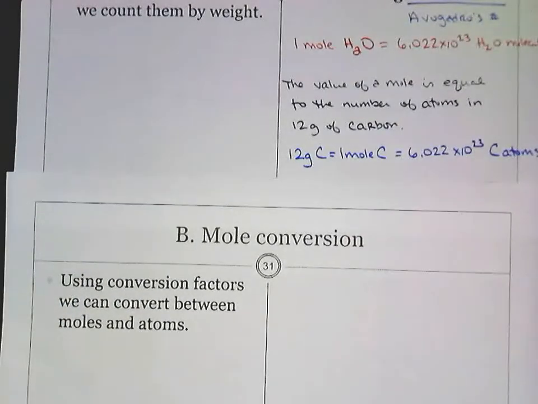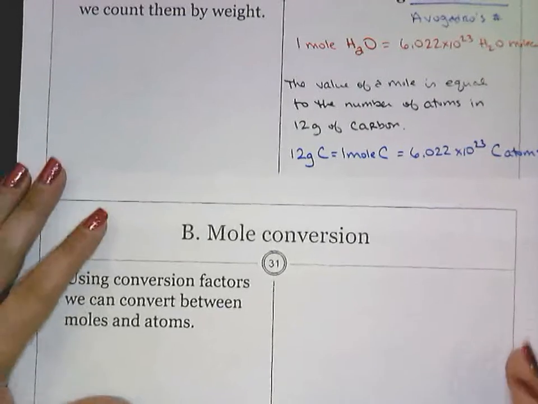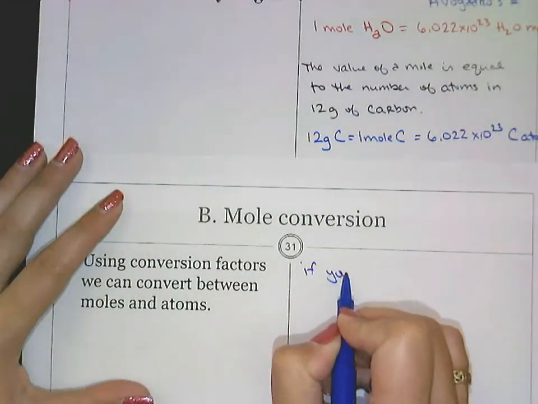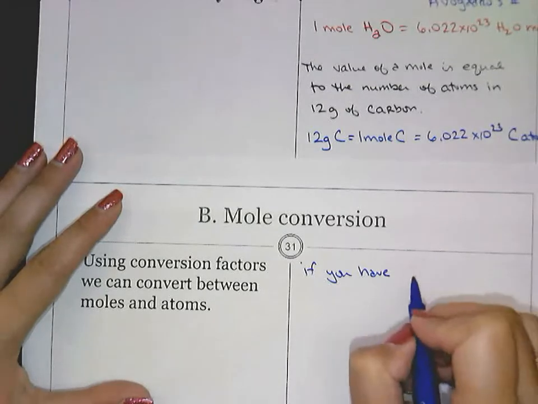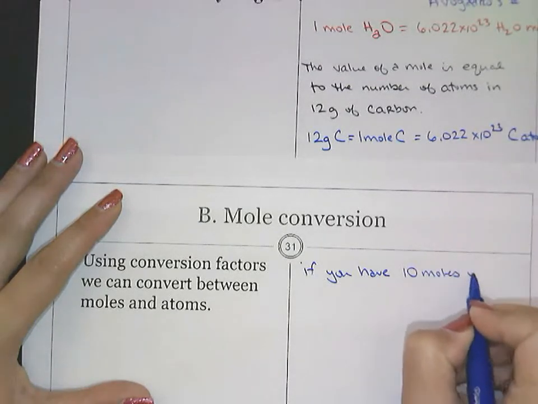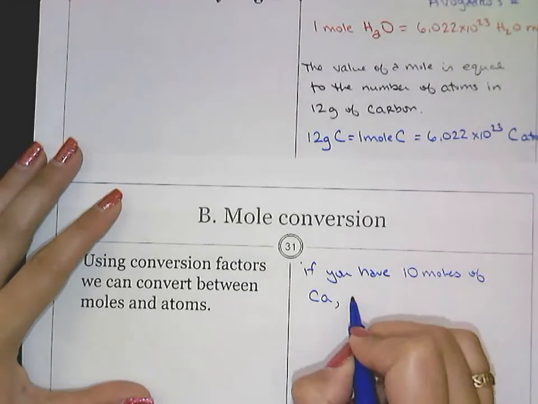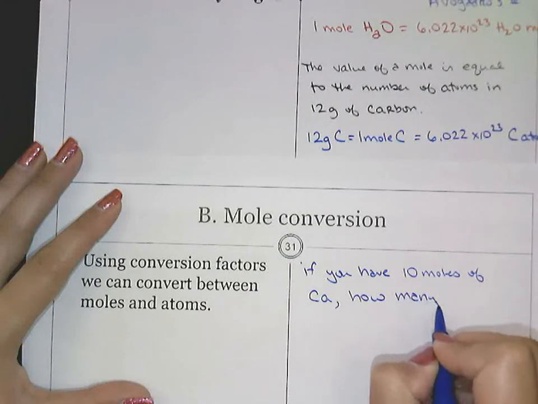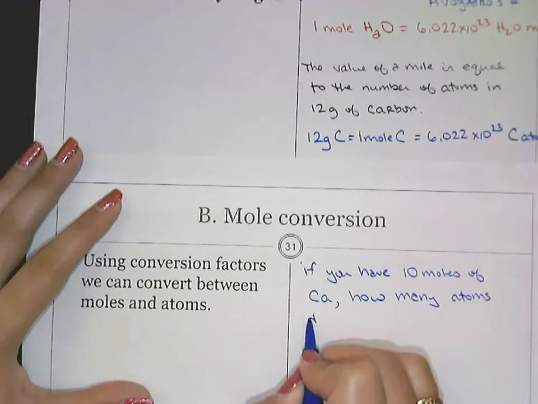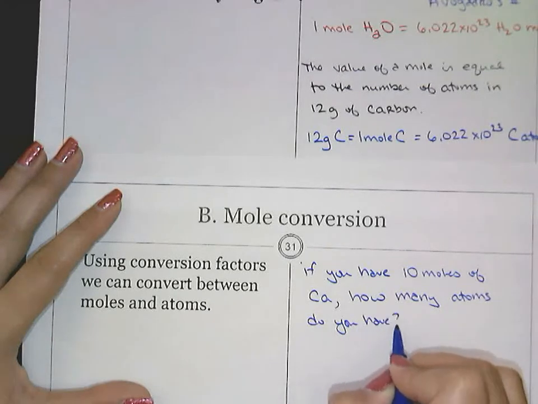So I now have conversion factors. I can convert between moles to atoms and back and forth. So let me see if I can come up with a clever example. Let's say I have 10 moles of calcium. If I have 10 moles of calcium, how many atoms do I have?